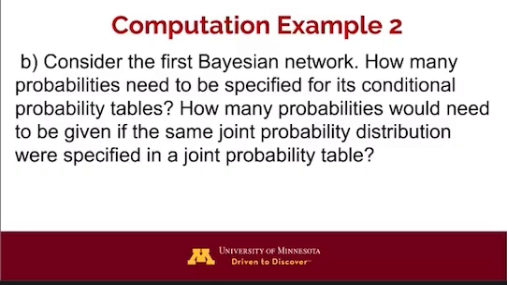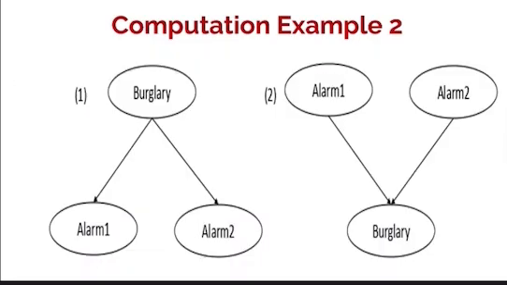Now consider the first Bayesian network. That is the first one that makes sense, or we all know the first one makes sense. Alarm one and alarm two are only going to ring when there is a burglary. Does that make sense? Okay.